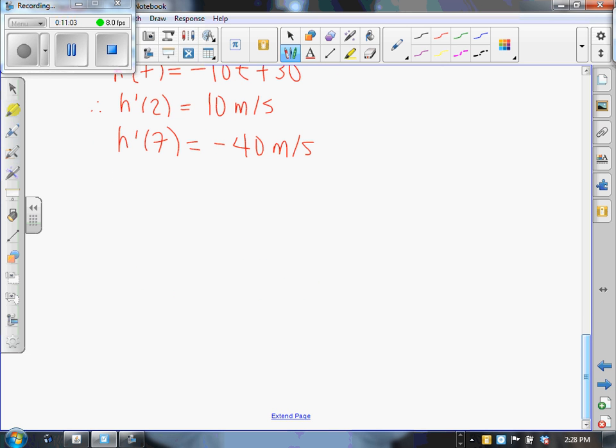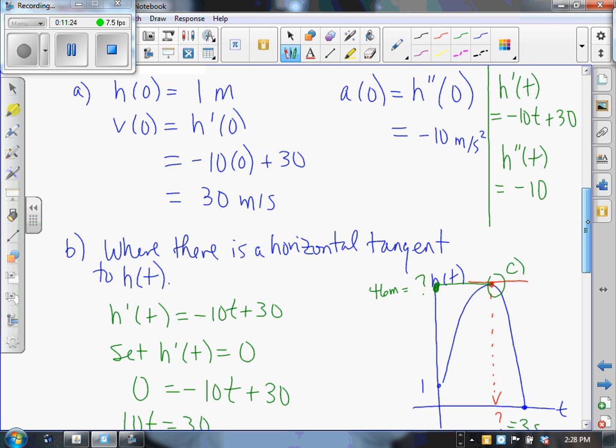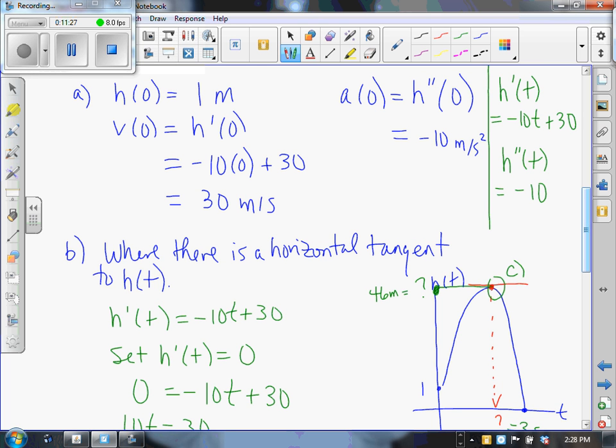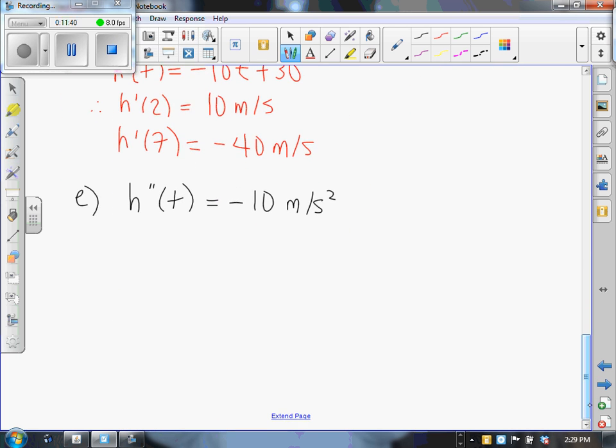In part E, we want the acceleration. Recall that we had evaluated h prime at t, h double prime at t, to have been negative 10 meters per second squared. And up here, I believe we did write the units down correctly. Very good. We had stated in part A that the acceleration would be constant over the duration of the rocket's flight. So we are looking at minus 10 meters per second squared throughout. So h double prime at 2 is the same as it is at 7, which would be minus 10 meters per second squared.